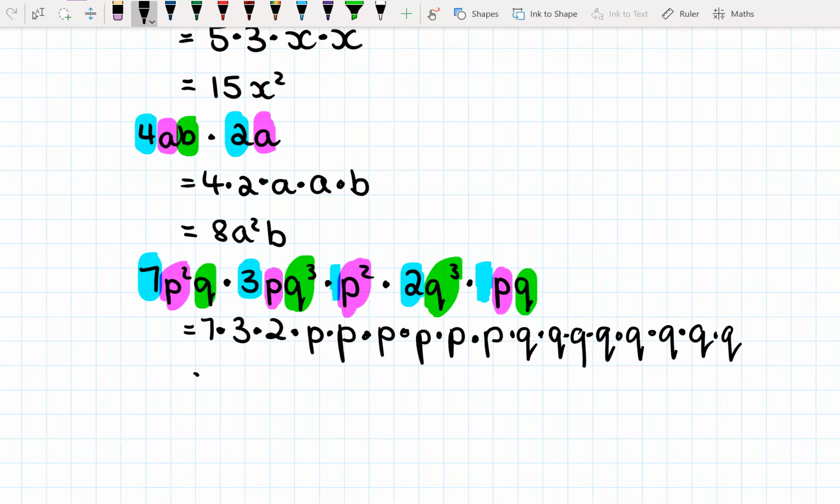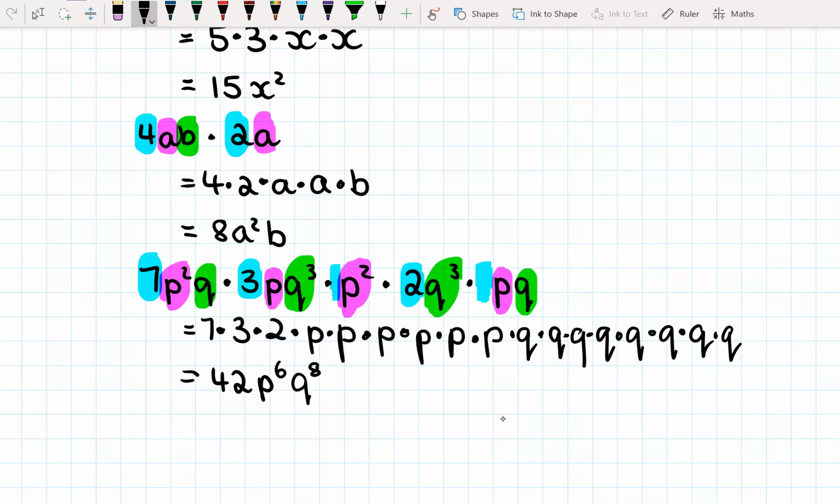So let's have a look at what we have all up. 7 times 3 is 21. And if we multiply that by 2, we get 42. Then let's have another look. How many p's do we have here? 1, 2, 3, 4, 5, 6. So we have p to the power of 6. Then we can look at the q's. For the q's we have 1, 2, 3, 4, 5, 6, 7, 8. So this is q to the power of 8. All right, so this is our final answer.